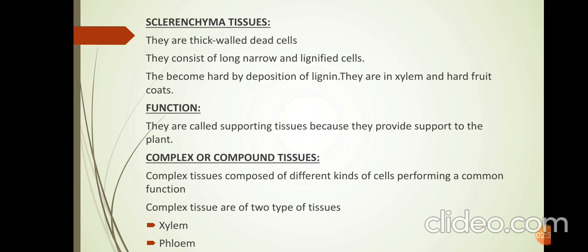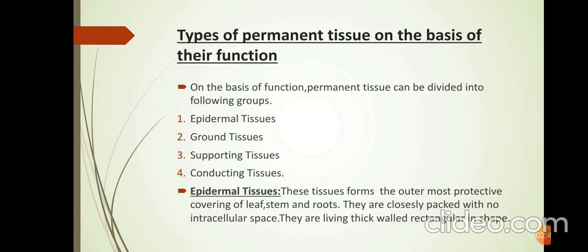Complex or compound tissues. Complex tissues are composed of different kinds of cells performing a common function. Complex tissues are of two types, xylem and phloem. Types of permanent tissues on the basis of their function. On the basis of function, permanent tissues can be divided into the following groups.